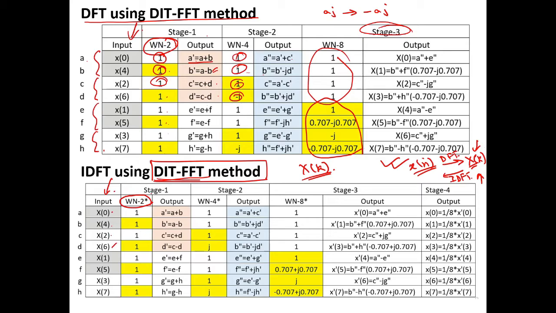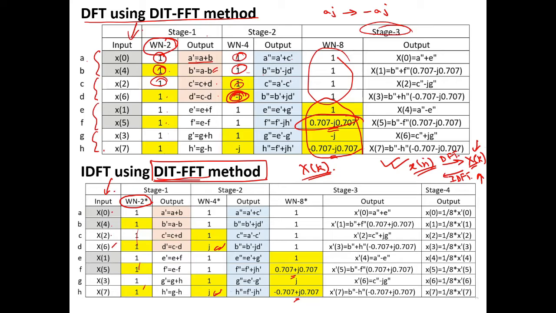So if you see in the 2-point DFT, there are no conjugate values, so all are the same. In the second case, if you see here, it was minus of j, this has become j. Again minus of j has become j. Then we have this 8-point DFT. See this minus, it has been converted to plus, and this minus again has been converted to plus. This is the only thing which you need to do while performing the IDFT.